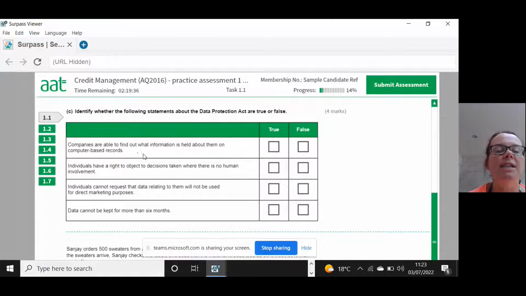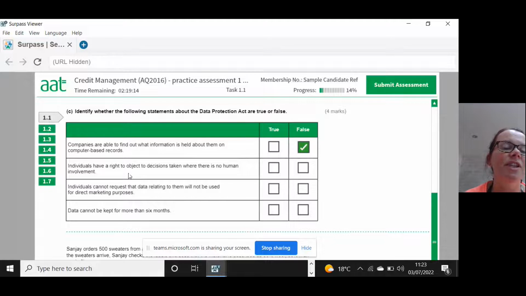Companies are able to find out what information is held about them on computer-based records. Right, that one is going to be false because it's companies. If it said individuals are able, then that would be true. But because it's companies, the Data Protection Act is about individuals, not about companies.